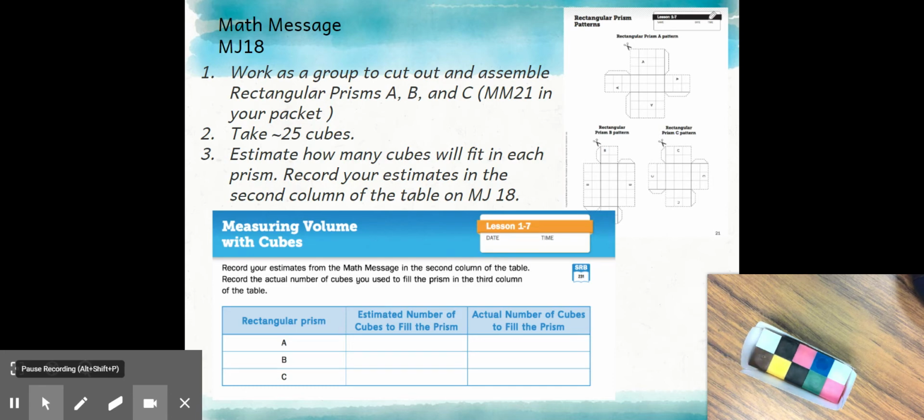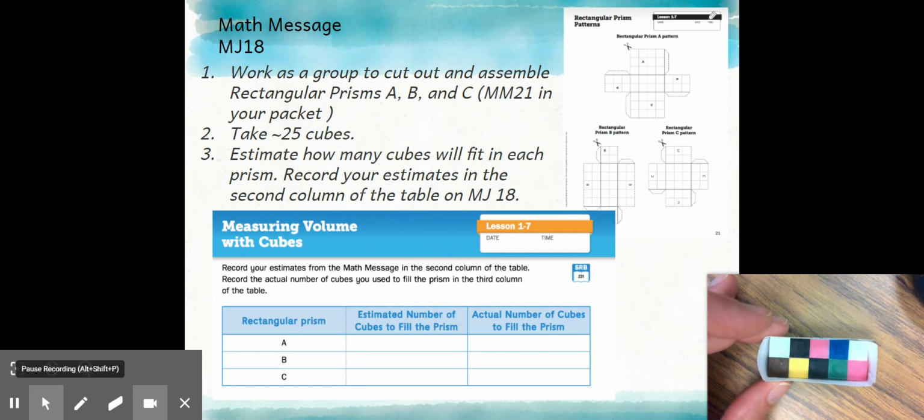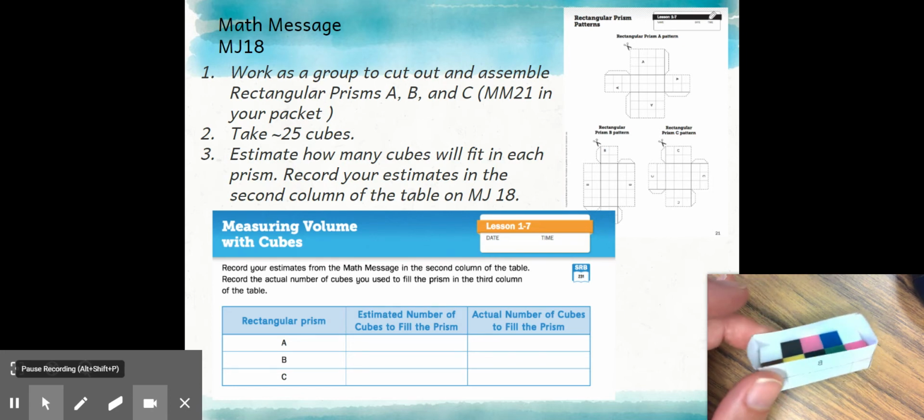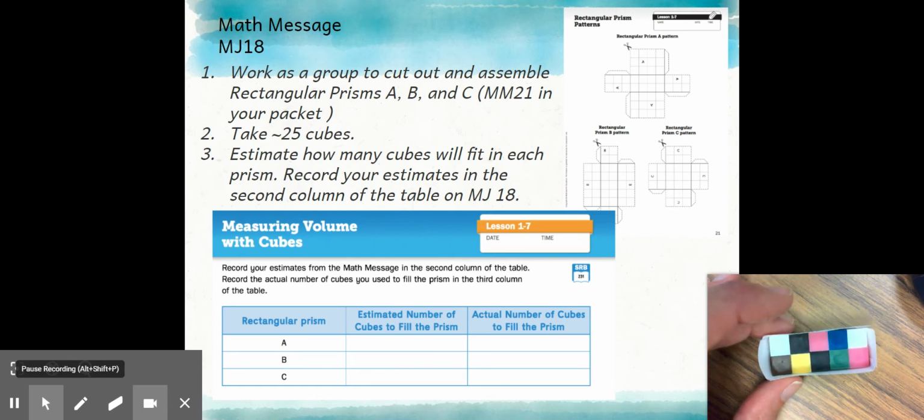So you should fill that out on your third column under prism B, because that is the actual. Maybe you guessed it correct, maybe you didn't guess it correct, but either way, please put down the correct number of cubes to fill this prism, which is 20.